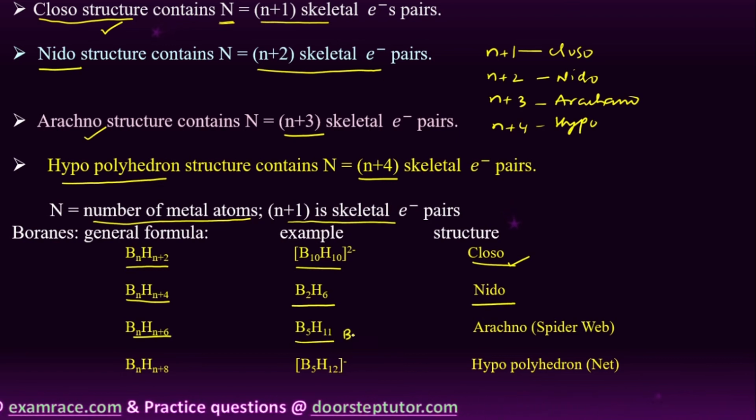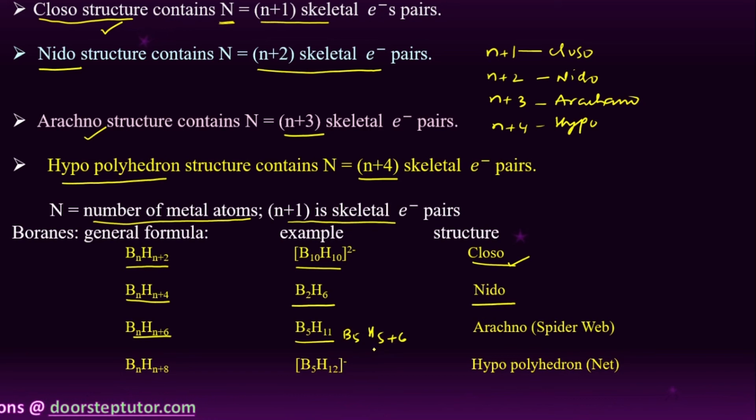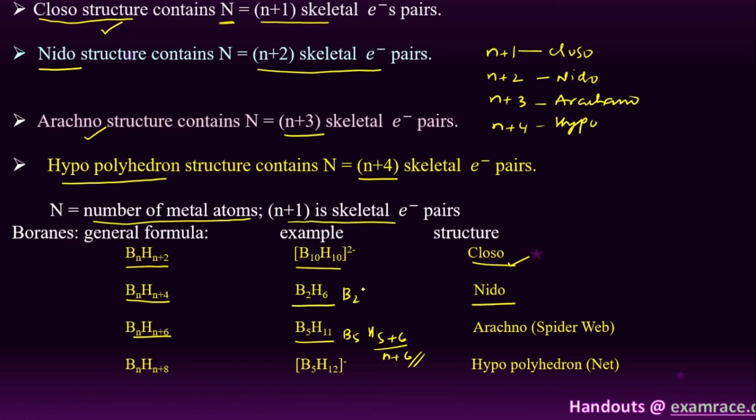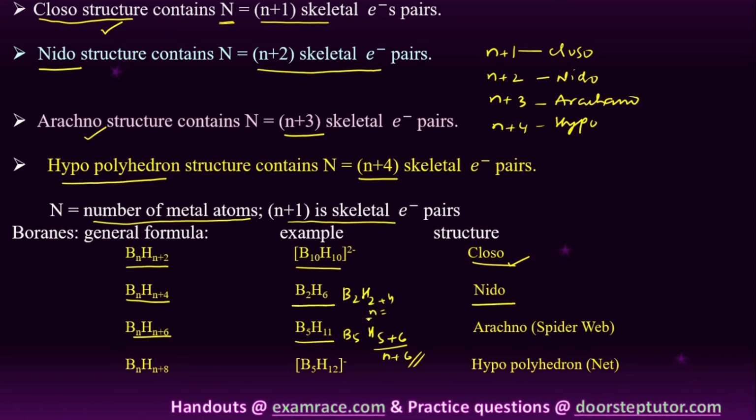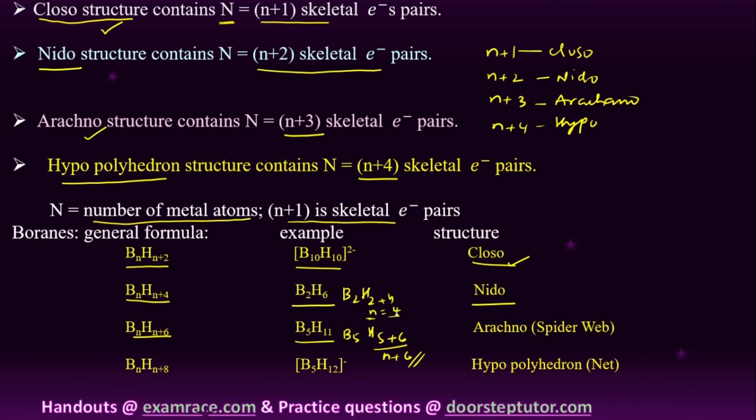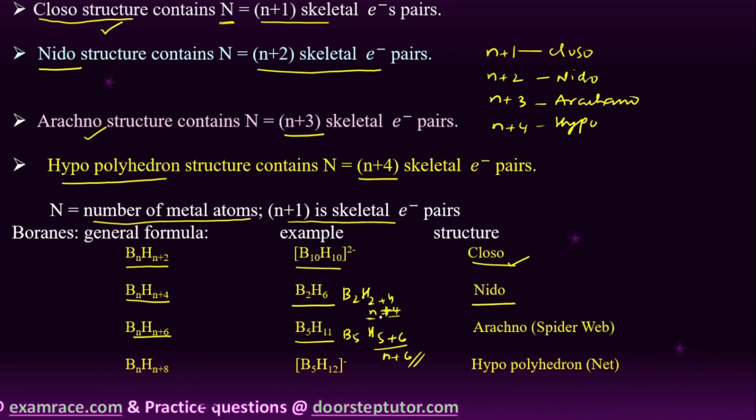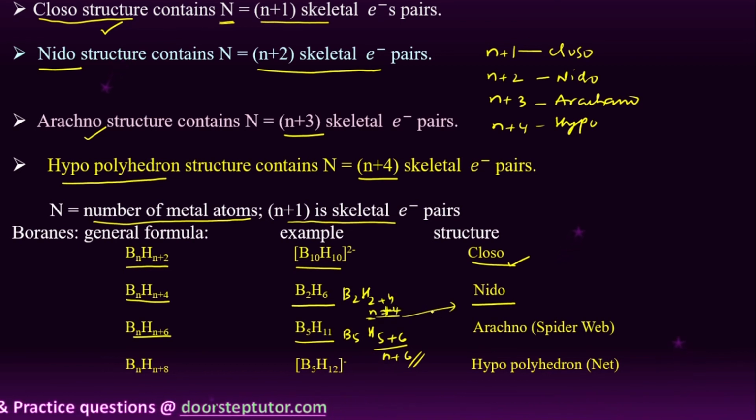So student, here you can see B5, so we can write 5 plus 6. 5 plus 6 means it looks like n plus 6. Here you can see this is B2, so it looks like 2 plus 4. What is the n value here? n is 2, so we can write it as n plus 4. So n plus 4 means it is nido, in this case, student.